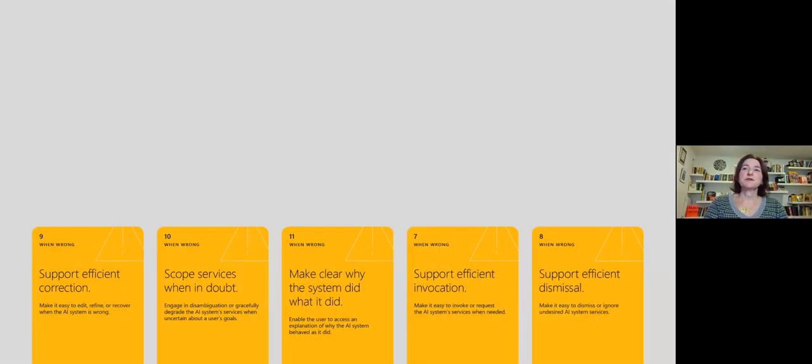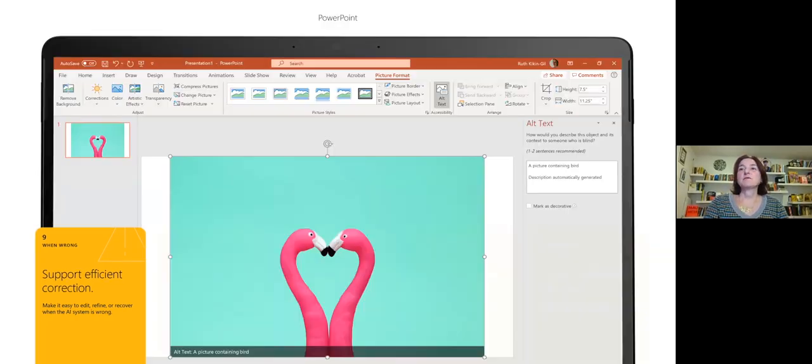And now, my favorite, what happens when we're wrong? One way to think about it is, how do we support efficient correction? Which means that if the system is wrong, how can we help users regain control? So in this case, you can see I just added an image to PowerPoint, and I get this alt text. The alt text is great for accessibility: people who can't see what's in the picture can use the screen reader and it will tell them what's going on in the picture. But sometimes we don't get it right, and sometimes it's not what the person who created that slide meant. So we enable people to go and edit that alt text and change it into something different.